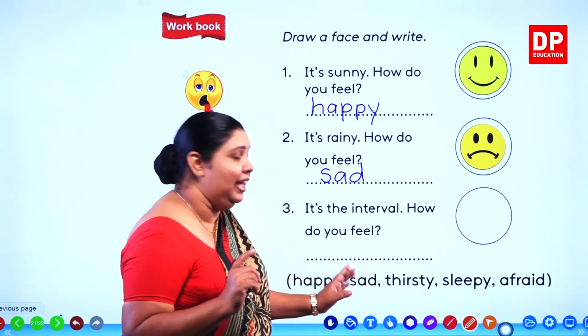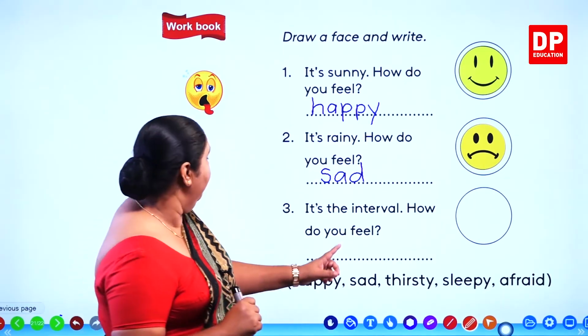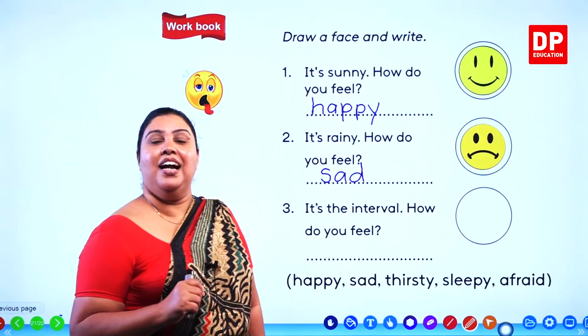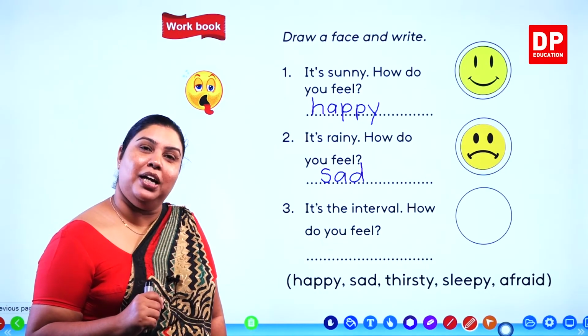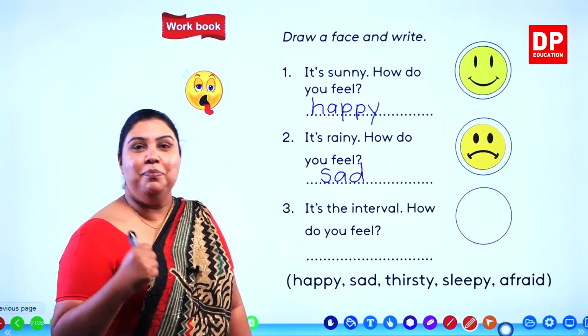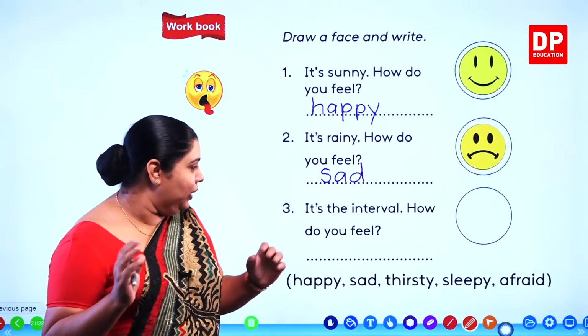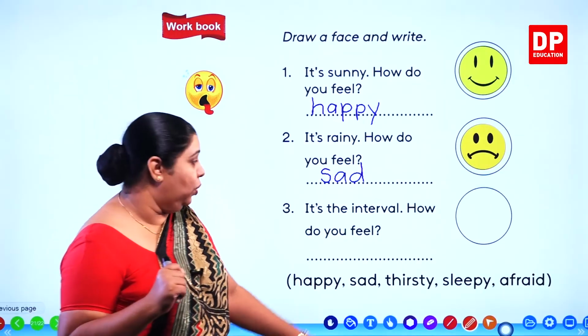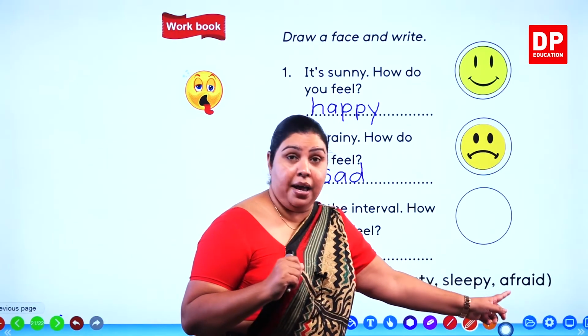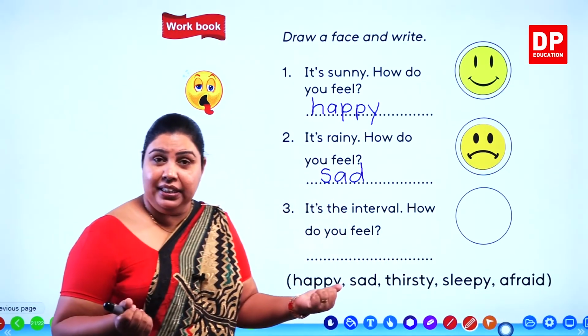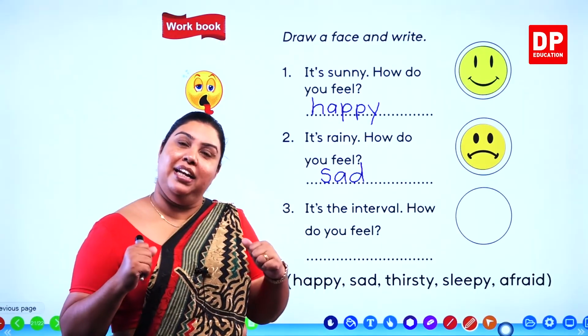How do you feel? You can say I'm thirsty. Can't you say that? What do you feel at interval time? You can be thirsty. At interval time we get thirsty and we can drink. So you can say I'm thirsty. You can't say I'm sleepy and I'm afraid. You can't say that at the interval.